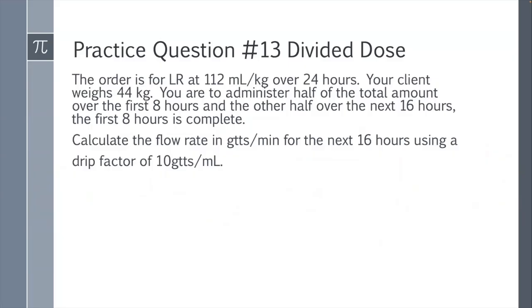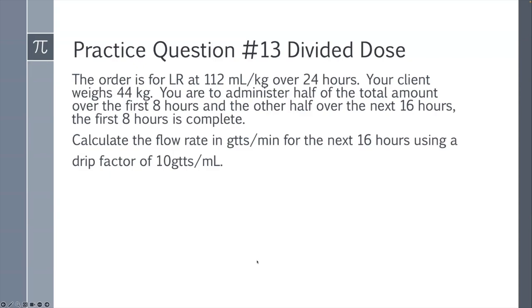Another divided dose question. We just solved for 8 hours. This one looks like they want us to calculate for the next 16. So the order is for lactated ringers at 112 milliliters per kilogram over 24 hours, or per day. The client weighs 44 kilograms. You are to administer half the total amount over the first 8 hours and the other half over the next 16 hours. The first 8 hours is complete. Just the next 16 hours we're going to solve for.